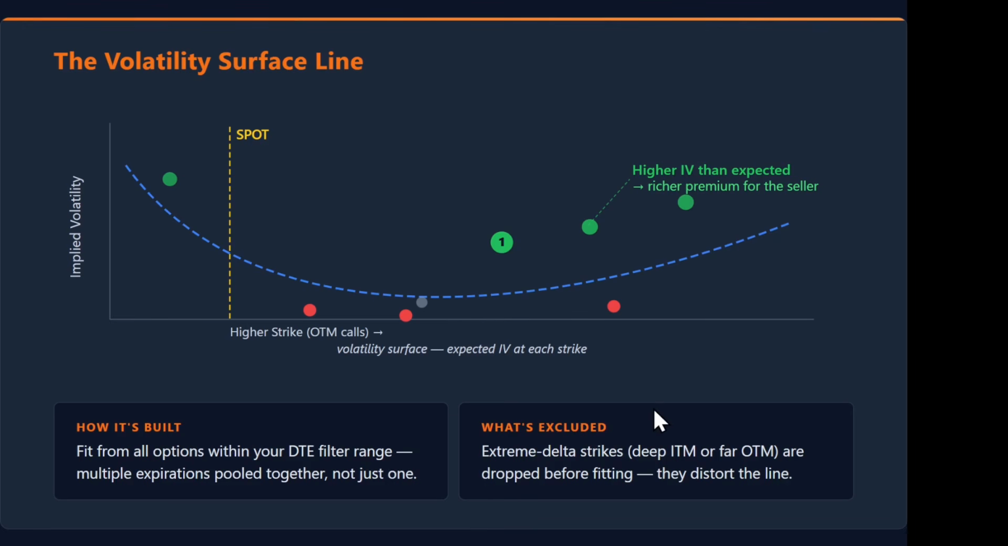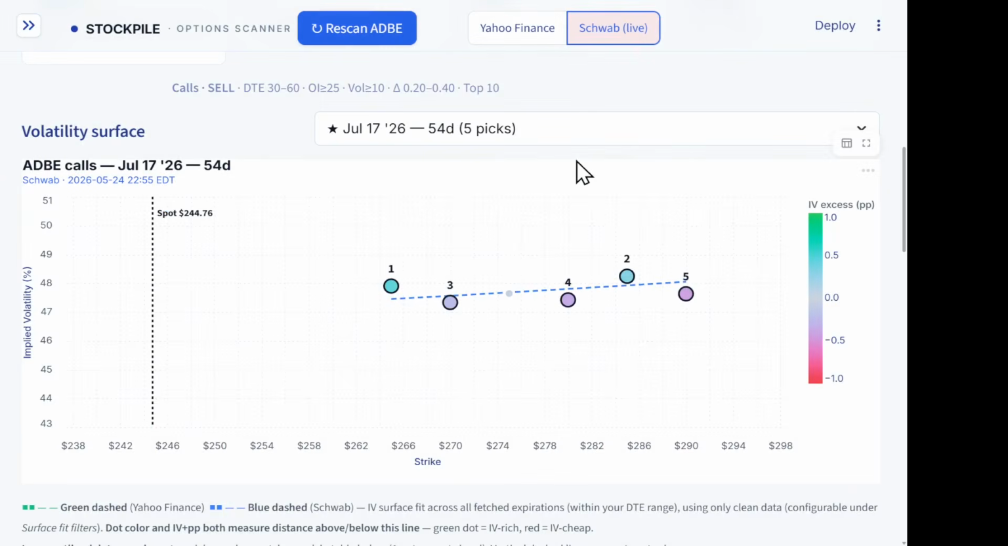Options that have extreme delta and would distort the line are discarded. We're working on a feature that'll let you choose from a few different ways to filter and fit this line, coming soon. Currently, it throws out any option with delta less than 0.05 and greater than 0.95 by default, but that's configurable above. So now we've seen what the scanner surface is, let's make our pick.